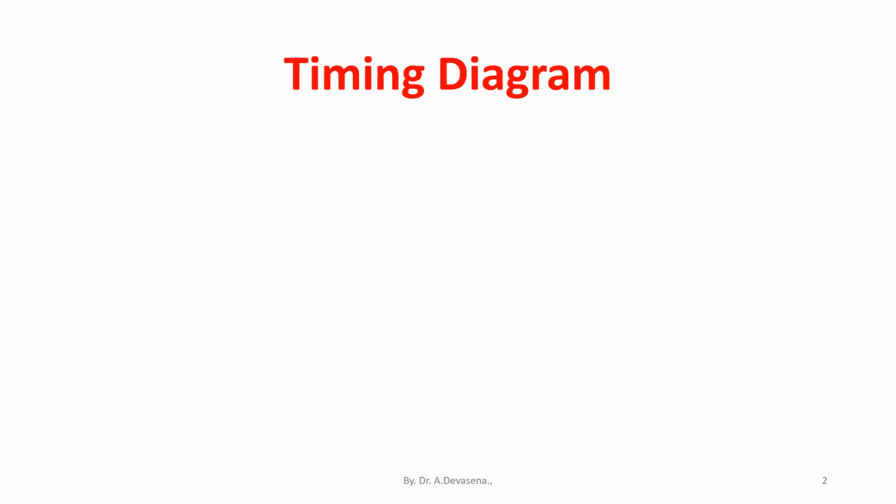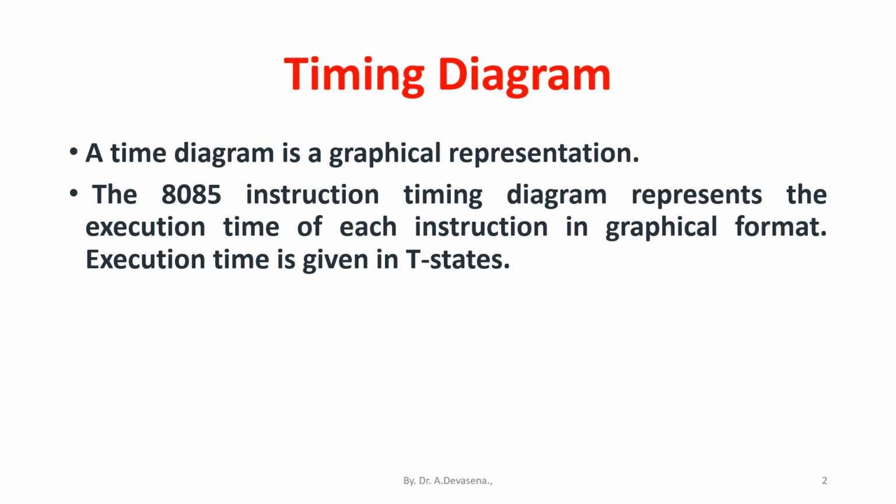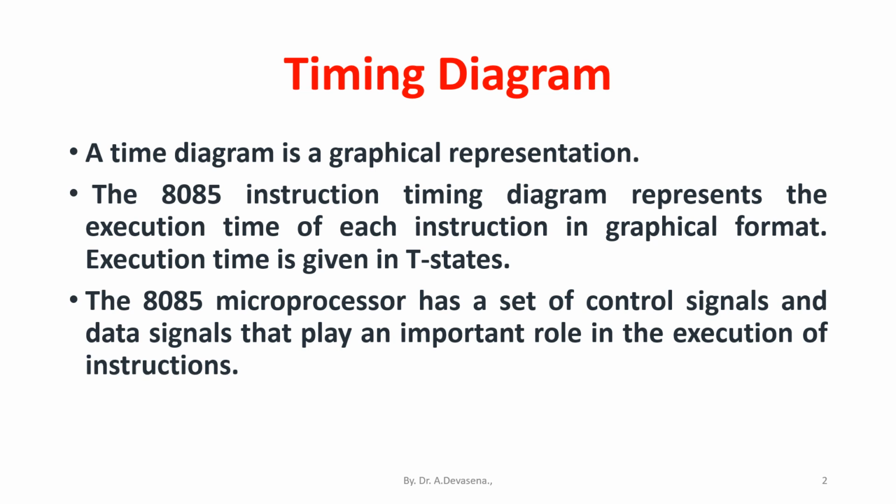Timing diagram. A timing diagram is a graphical representation. The 8085 instruction timing diagram represents the execution time of each instruction in graphical format. Execution time is given in T states. The 8085 microprocessor has a set of control signals and data signals that play an important role in the execution of instructions.